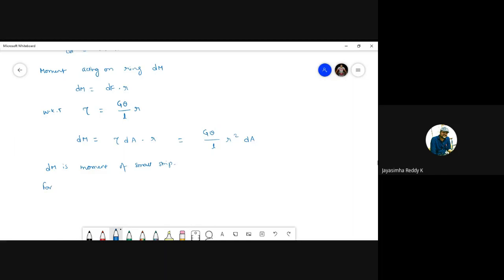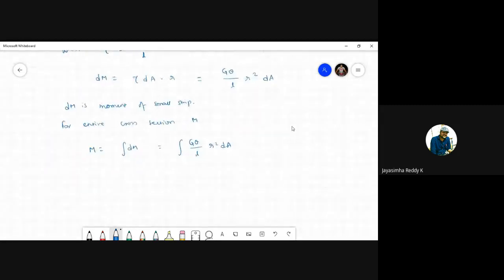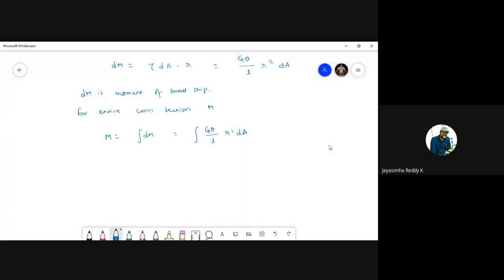So for the entire cross section, m. So if you integrate this dm, we'll get m. So m is equal to integral of dm, that is equal to integral of G theta by L into r square dA. So here G theta by L is a constant, so we can take that out. So m is equal to G theta by L integral of r square dA.